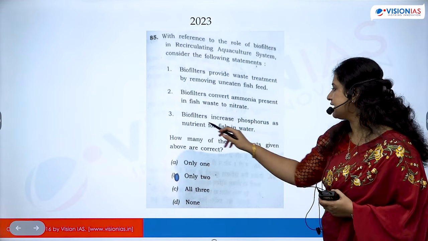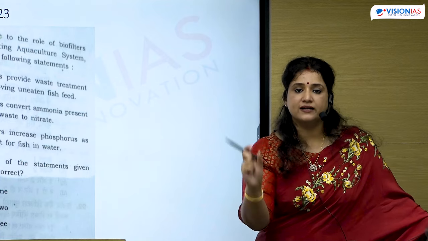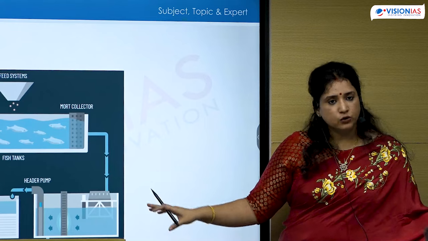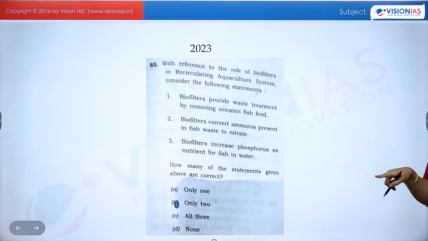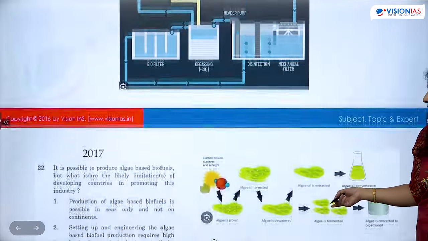Biofilters increase phosphorus as nutrient for fish in water. No. Why will they increase phosphorus? Phosphorus has to be also removed. Okay. So biofilters have nothing to do with increasing something. So the question only required you to understand what a biofilter is as a concept. And somewhere it was covered in the news, some articles were there regarding this aquaculture system and a brief mention was about biofilters. And you just had to eliminate this option. The other two are anyway very easy. So what seemingly is a tough question would have been an easy question for someone who has read the newspapers. Okay? Alright.